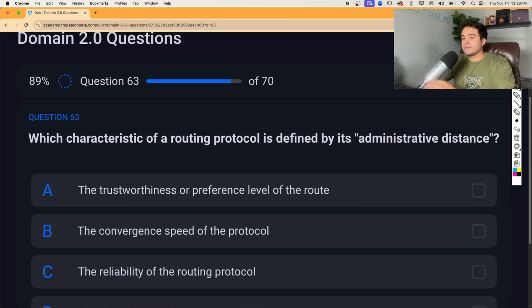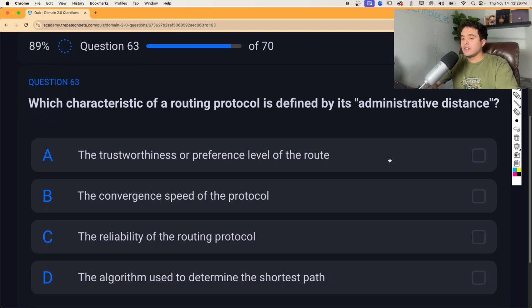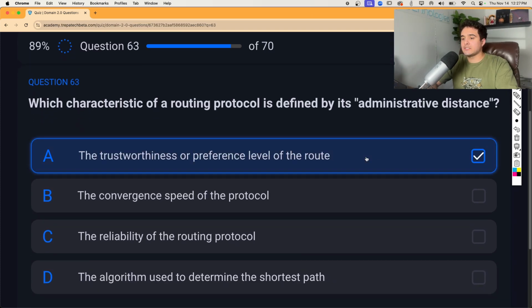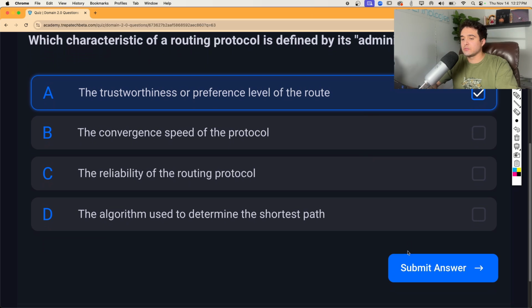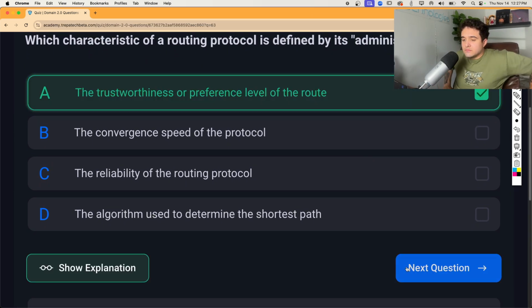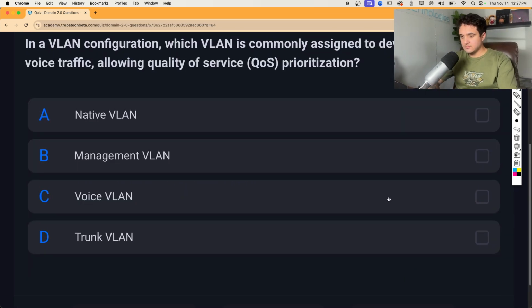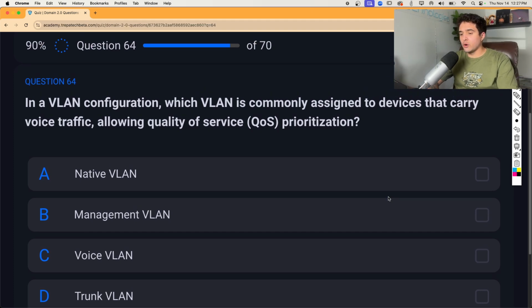Question 63. Which characteristic of a routing protocol is defined by its administrative distance? That's going to be A, the trustworthiness or preference level of the route. Question 64. I forgot to do the explanation.